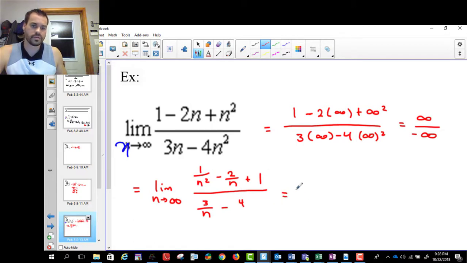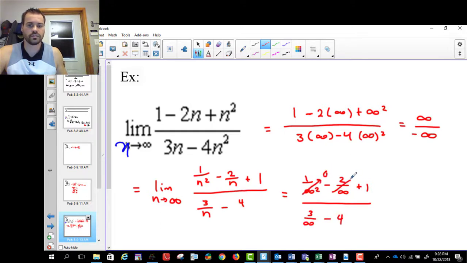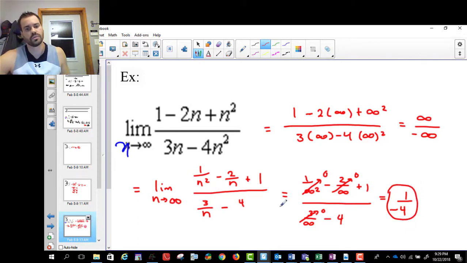So what happens is then when I let n go to infinity, I get 1 over infinity squared minus 2 over infinity plus 1. And on the bottom, I get 3 over infinity minus 4. So all of these, that goes to 0, that goes to 0, and that goes to 0. And what I'm left with is 1 over minus 4. So my answer is negative 1/4.